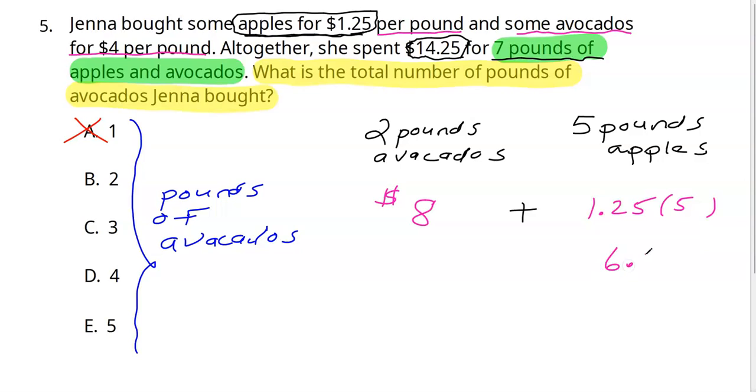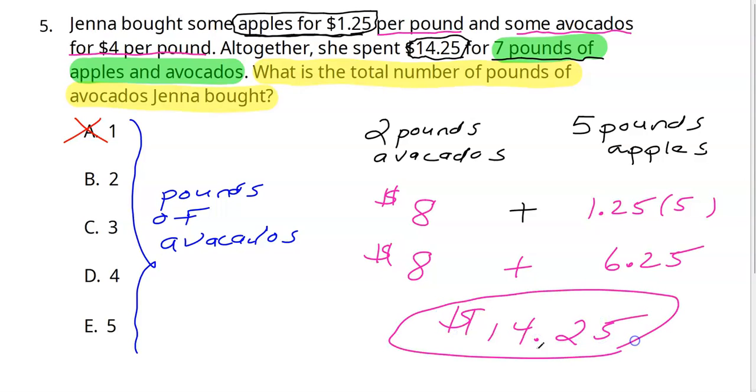That would be $6.25. Right here, 1.25 times 5, and then plus the $8 over here. Add that up, you get $14.25. And it's got a total right here. It says she spent a total of $14.25. This comes out to $14.25. So when I use the 2, it worked out. So my answer choice has to be B. And then I would move on to the next question.